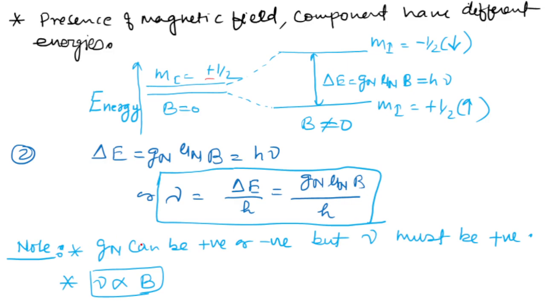Note that here Gn can be positive or negative, but nu values must be positive. As we also know, nu is proportional to B; frequency is proportional to the magnetic field.